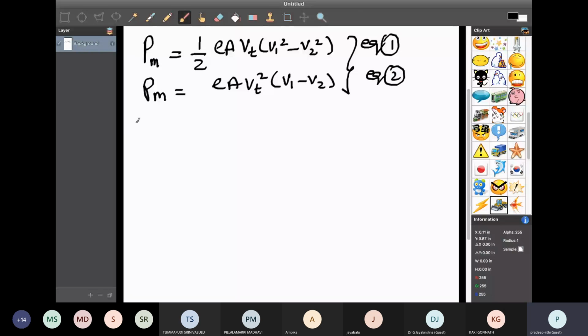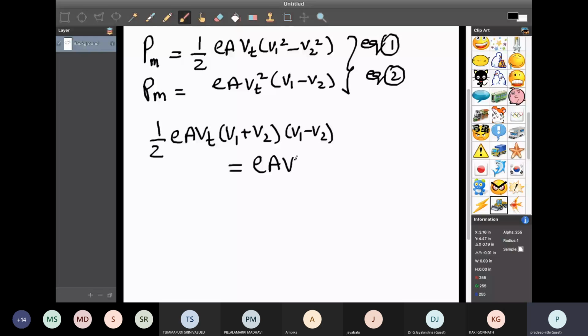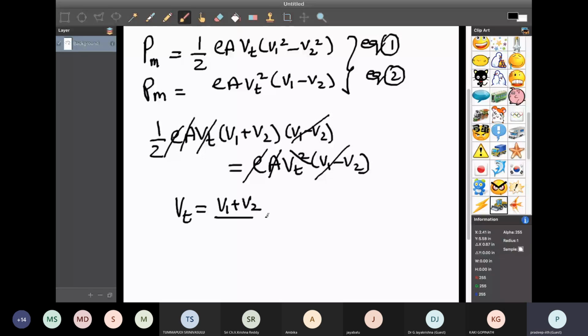Now by equating these two, I can write half rho A Vt. This V1 square minus V2 square, I will write as V1 plus V2 multiplied by V1 minus V2. So this will be equal to rho A Vt square into V1 minus V2. From both sides, I can cancel out V1 minus V2, I can cancel out A, I can cancel out rho, and then I can cancel out one Vt, since the square term is there. So directly I'll get Vt equal to V1 plus V2 by 2.